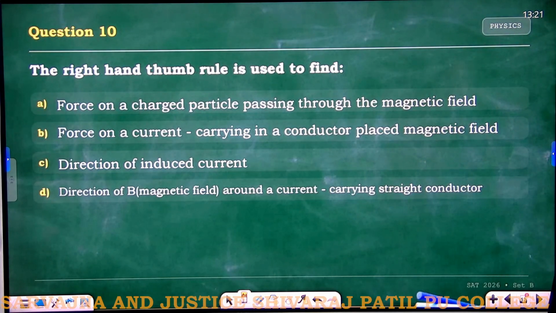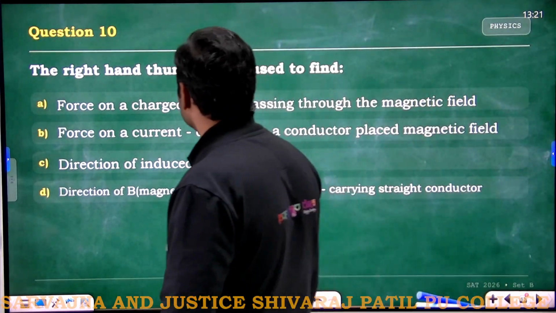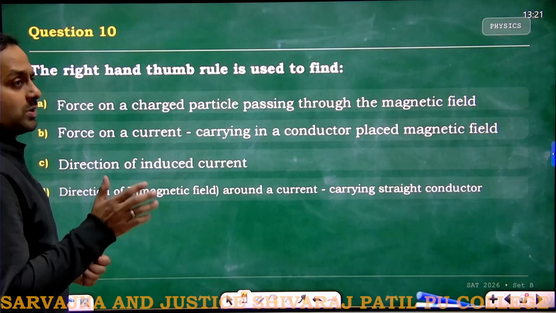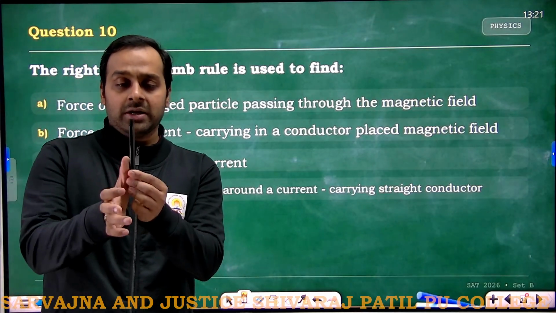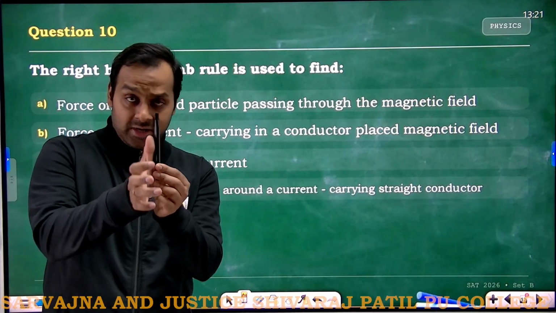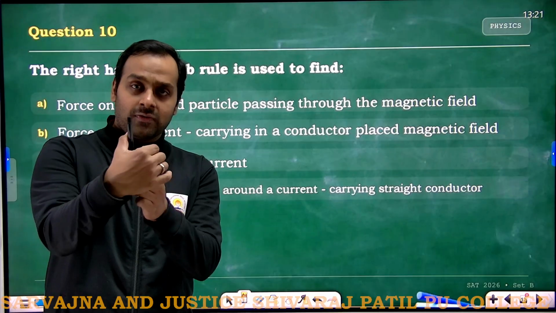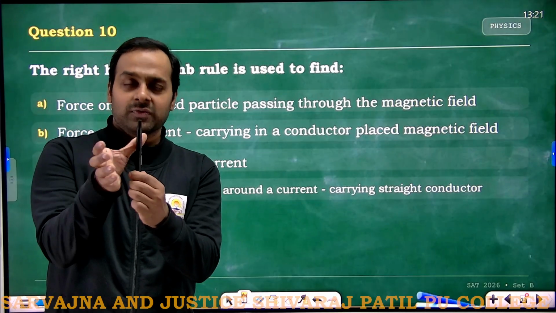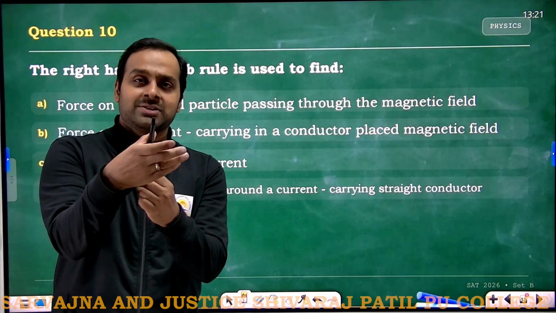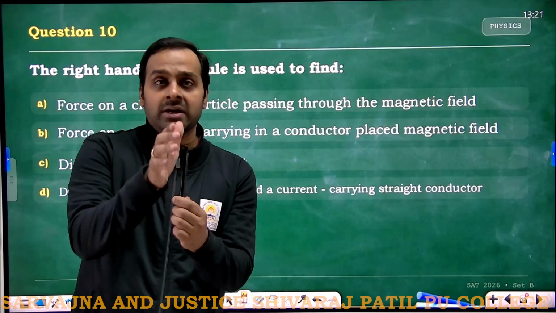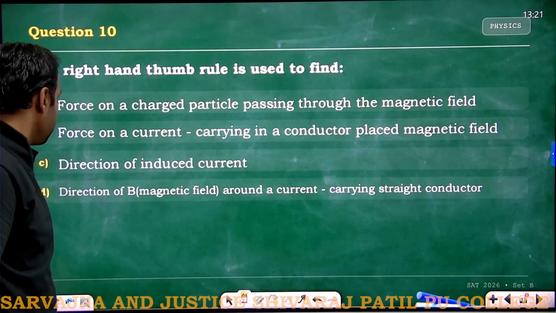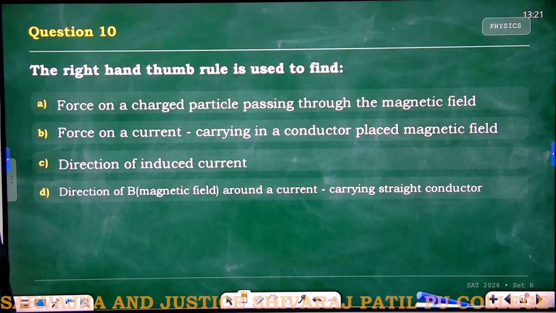now the next question, the right hand thumb rule is used to do what? Let's say this is a current carrying wire. If we point the right hand thumb in the direction of current, these 4 fingers which curl like this give us the direction of the magnetic field around this current carrying wire. Magnetic field direction, not force, not induced current.